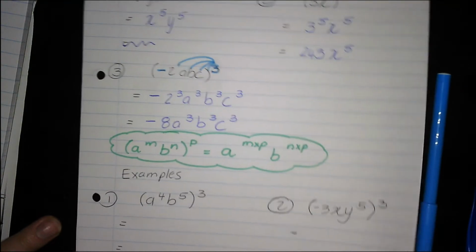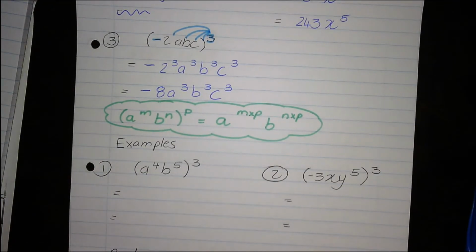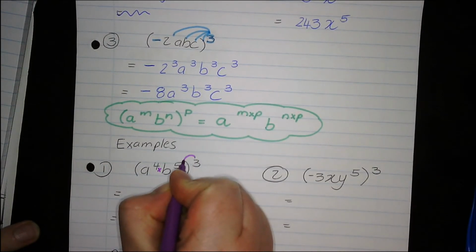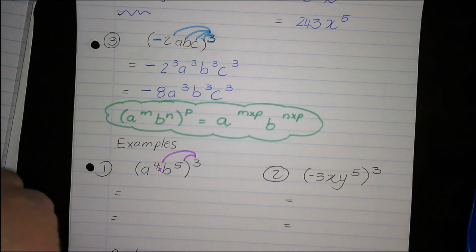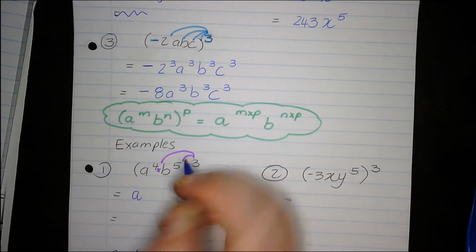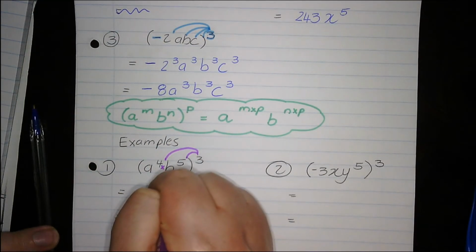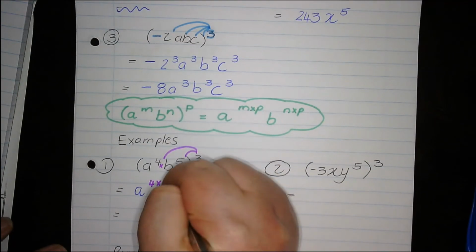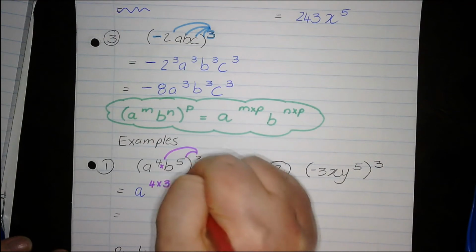Now if we combine these, it gets really fun. Okay, so we have a product inside here, and we're going to give it there and there. Okay, so what we're going to do is the base is going to stay the same, and that gives us 4 times 3. When we raise a power to a power, we multiply the exponents. Okay, similarly we have b, and that gives us 5 times 3.